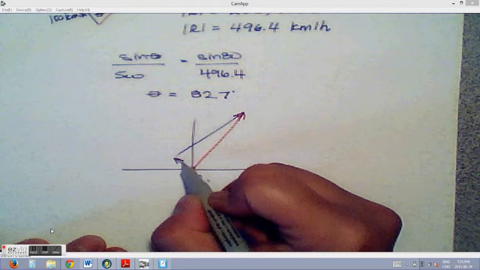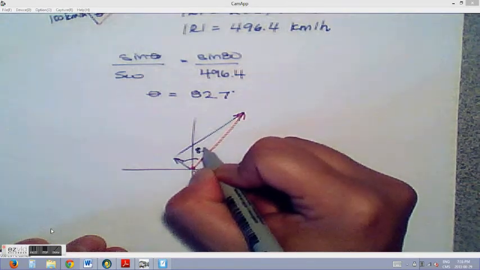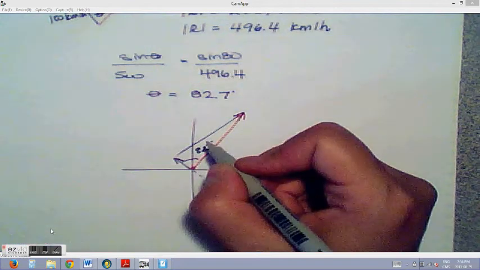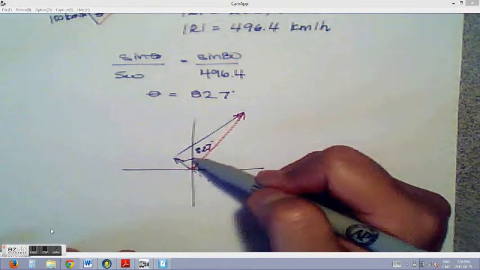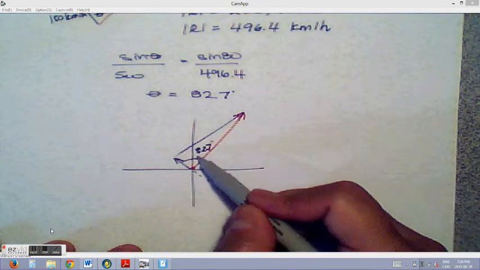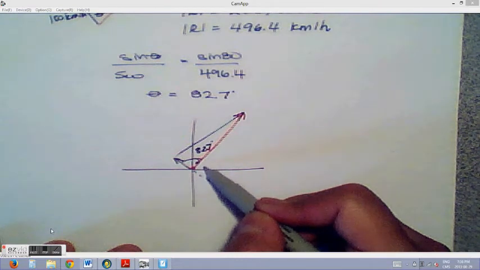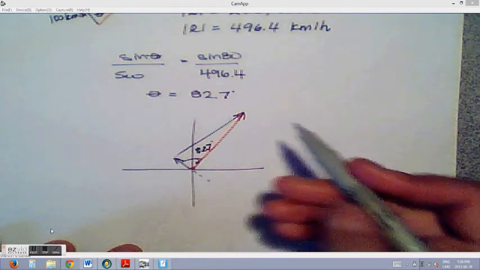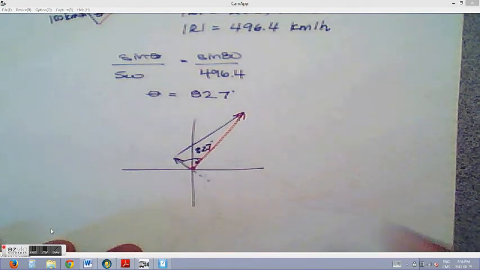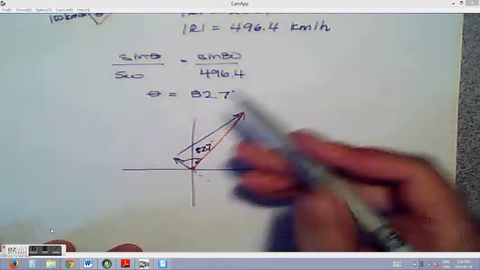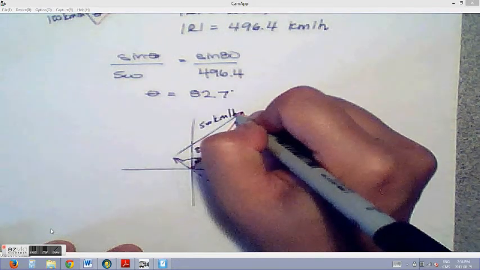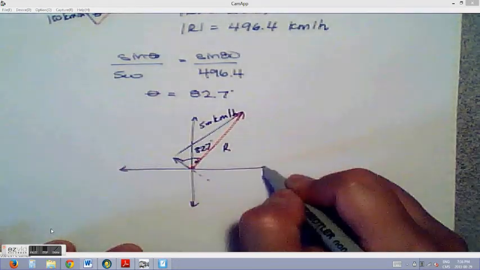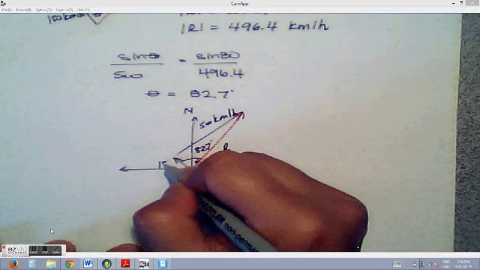So if this is 82.7 degrees, okay? Now we need to either find this angle, the small angle, or this angle. Either one will give us the other. Okay, so that's 82.7. I'm not sure if you can see that, but that's 82.7. This is R. This is 500. This is north. And 150.